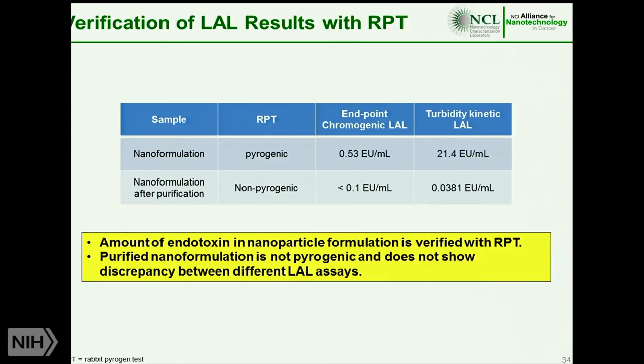So this is when we used the rabbit pyrogen test, and we found that this material is pyrogenic. At this point, we returned this formulation to the submitter, and we worked with them on purifying this formulation from endotoxin contamination. Then the purified formulation was tested by LAL assays again. You see that the results of the LALs are in agreement, and they detected a much lower quantity of LPS, and also the material was non-pyrogenic in the rabbit pyrogen test. So this case shows us the utility and usefulness of supplementing the LAL test with biological assays.